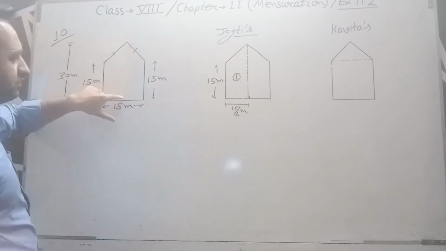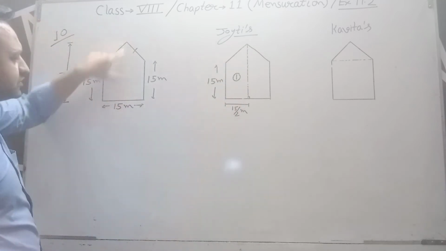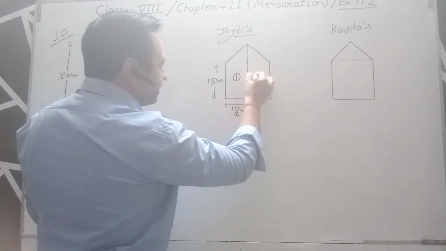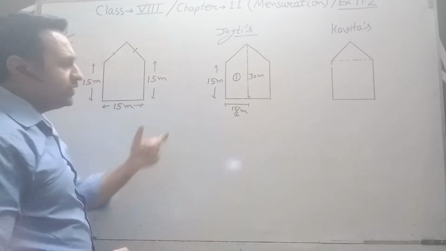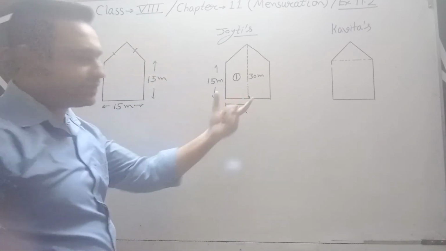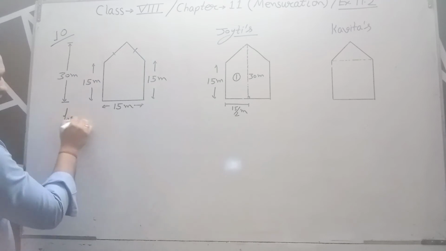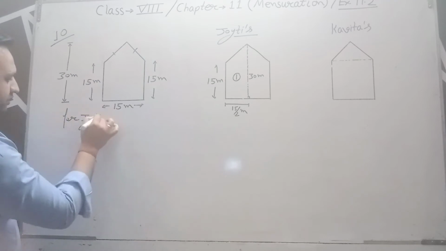Its value is 15 meter, so it is also 15 meter. Now its value is given as 30 meter. So we can find out very easily the area of the first part. So first we will use Jyoti's method.